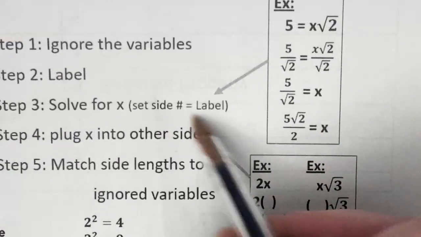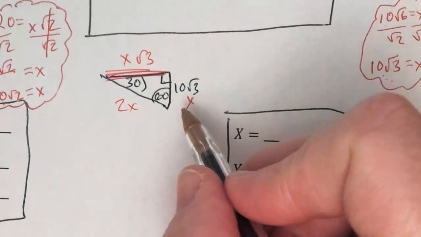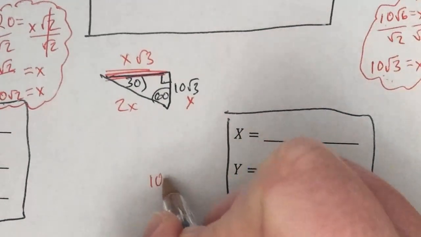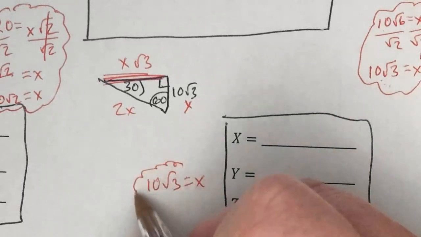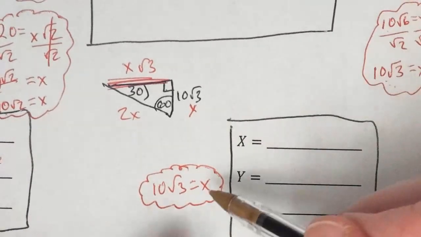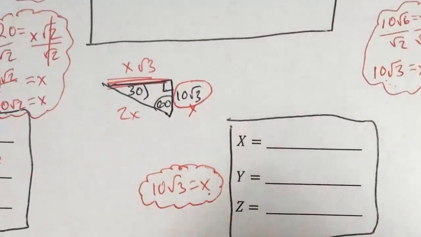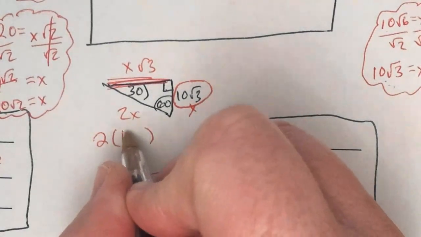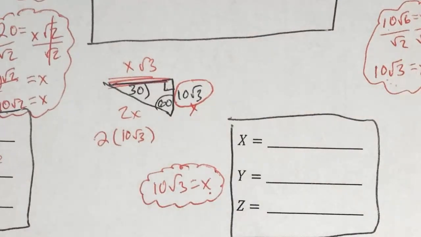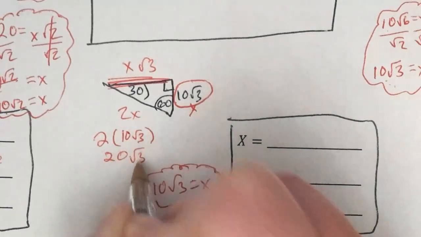Sweet. All right, next step. Solve for x. Set the side number equal to what you labeled as. So we're going to do this away from all this. We have 10 radical 3 is equal to x. And now solve. Oh, good. x is already by itself. Nice. So now we're going to take this and plug it back into here. This will go right back to 10 radical 3. This will be 2 times whatever x was, and our x was 10 radical 3. Whole numbers go with whole numbers. Radicals go with radicals. 2 times 10 is 20. And we're stuck with that radical 3.